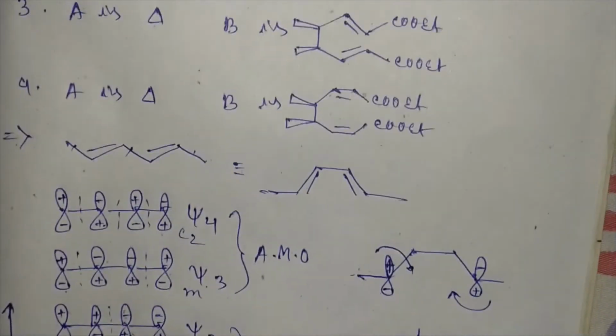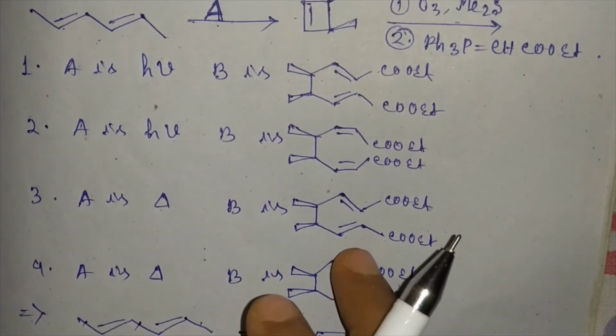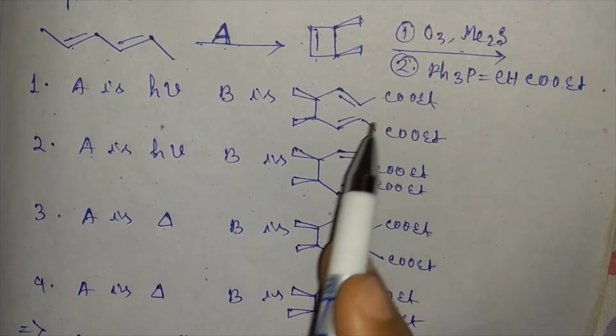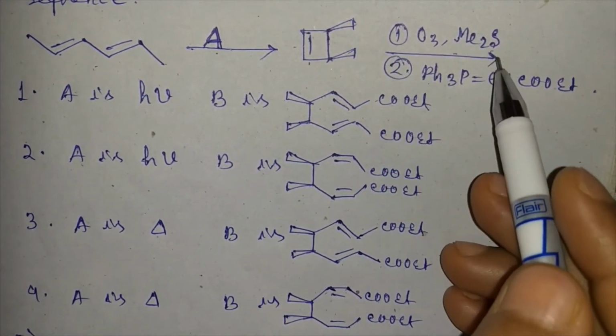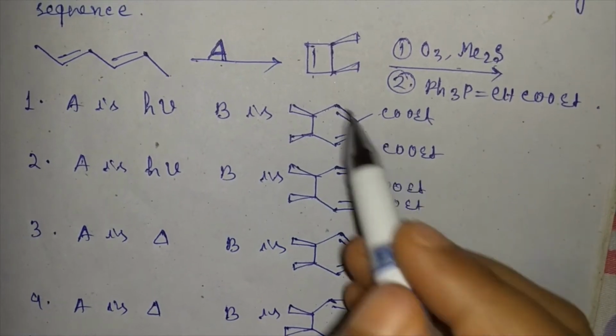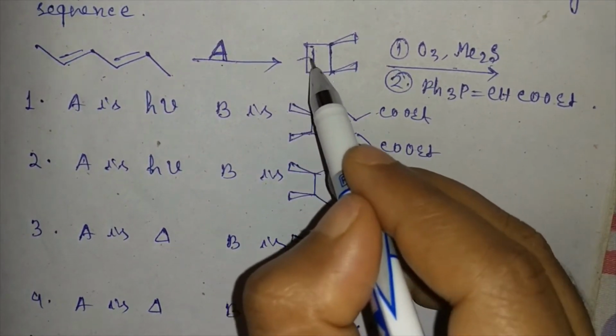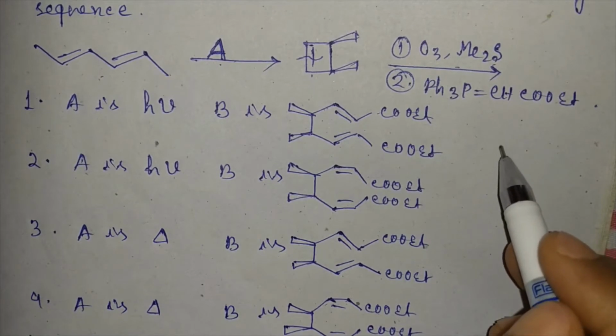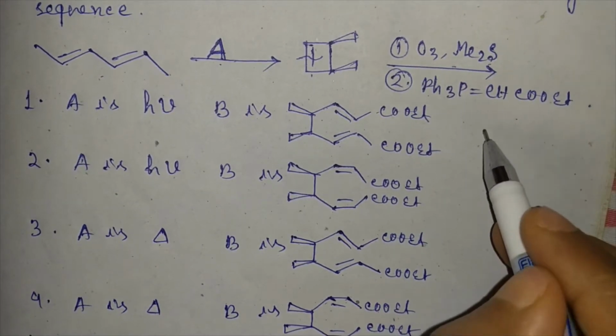Now we have to see the second reaction sequence. This is treated with O3, Me2S. So O3, Me2S will break this double bond. So what will be the product?